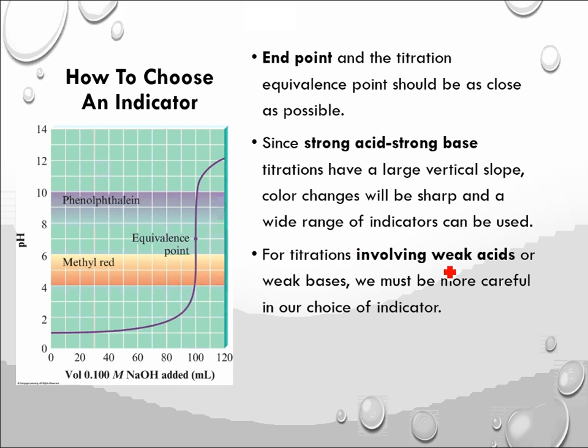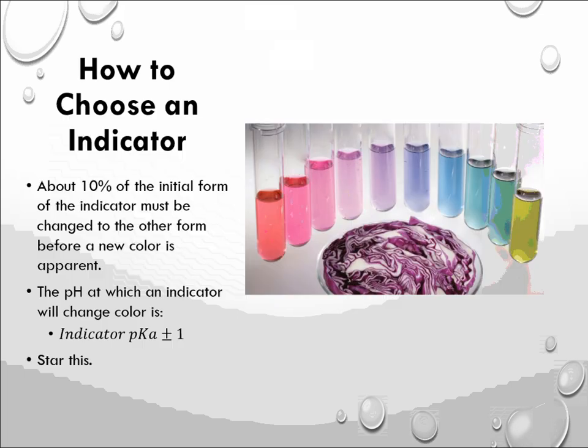For titrations involving weak acids or weak bases, we have to be a little bit more careful to note that our equivalence is taking place near our endpoint. So in choosing an indicator, about 10% of the initial chemical form of the indicator must be changed by whatever change the pH does to the solution before you'll see the new color visibly with your eyes. So the pH at which an indicator will change color is the indicator pKa, plus or minus 1. You'd have to know the indicator's own pKa. They all have their own pKa. So you're looking for a pKa within 1 of your desired pH.